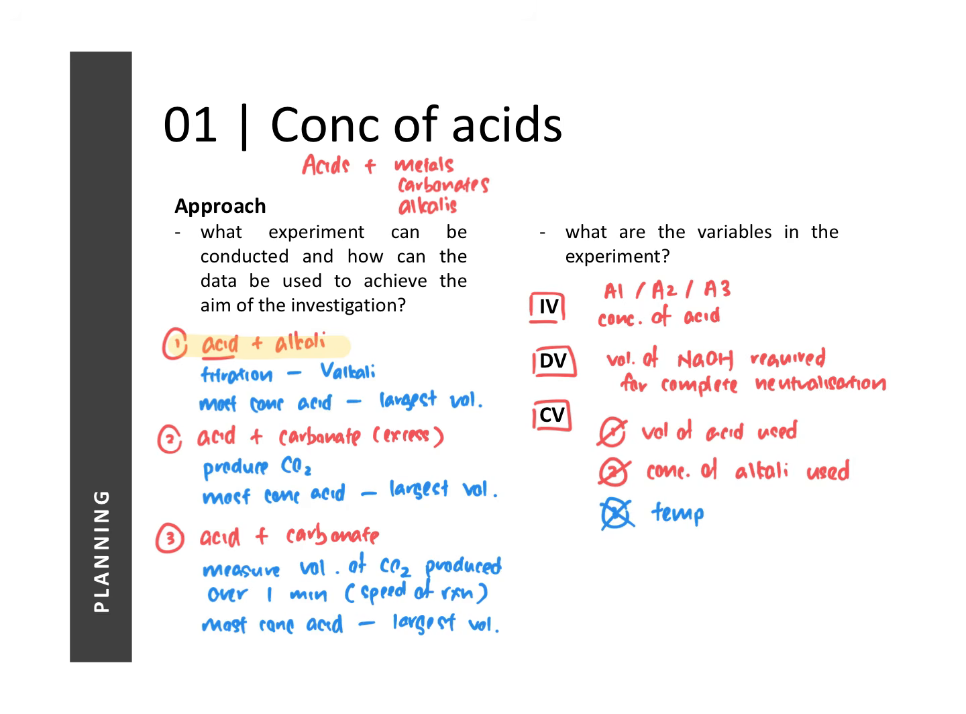Temperature is only an important control variable if the reaction is a speed of reaction experiment. For example, in approach 3 we are looking at speed of reaction, so temperature is a control variable, because if the temperature is not kept constant, then the speed of reaction may change due to temperature.